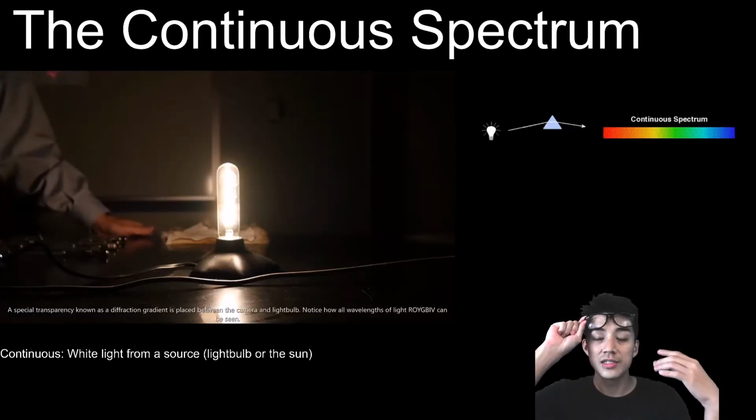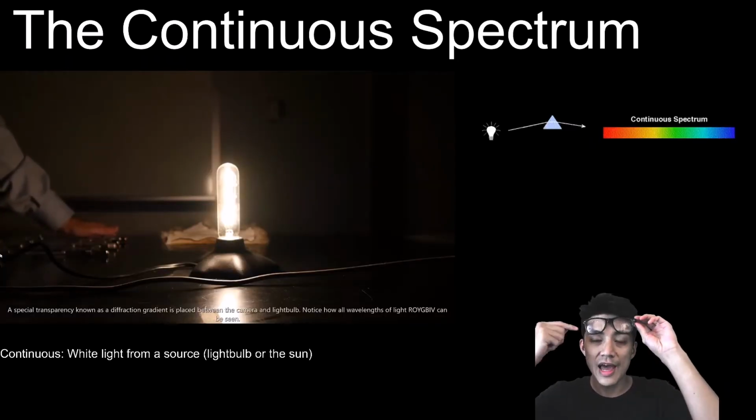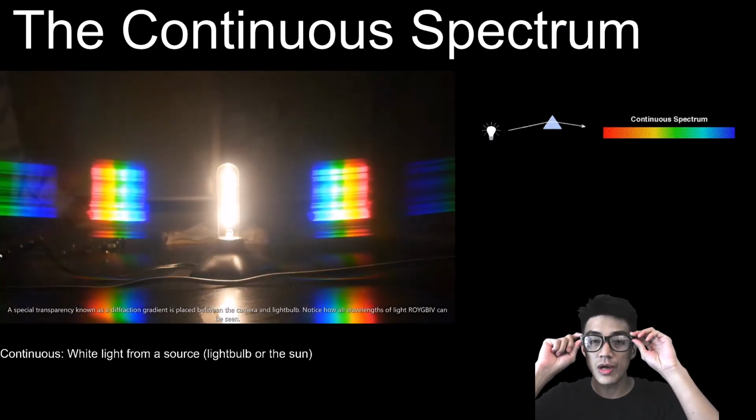With the naked eye, I can just see white light, but these lenses act like a prism and it breaks down the individual wavelengths of light.